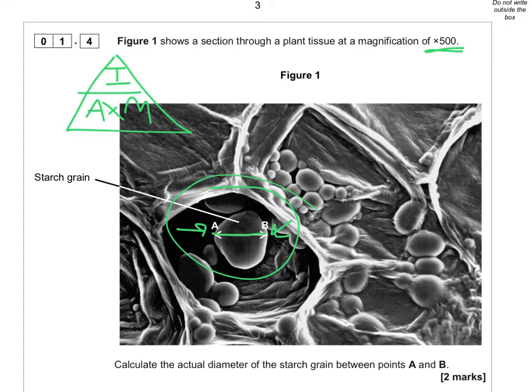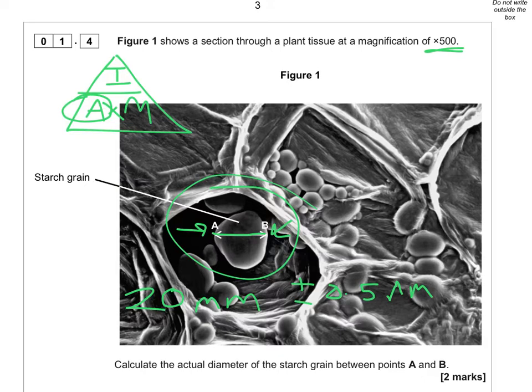So here is my I am triangle, as I put it. I want to find out the actual diameter, so that will be image divided by magnification. With my ruler I'm going to measure between A and B. I can tell you now that that is actually 20 millimeters on the exam paper, and you would use your ruler. There's a tolerance of plus or minus 0.5 millimeters, which is not a lot.